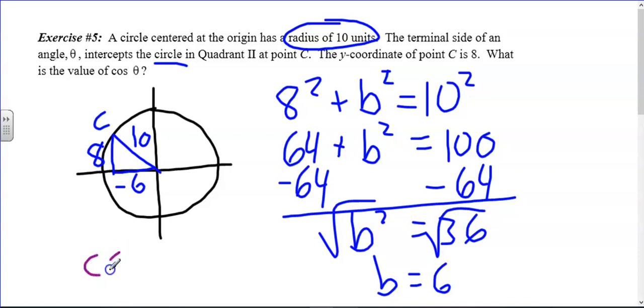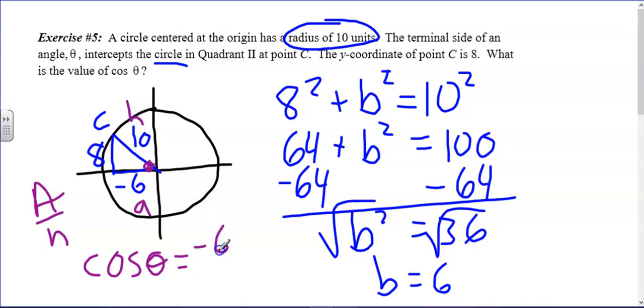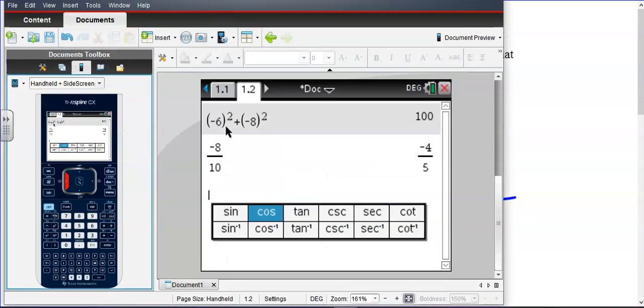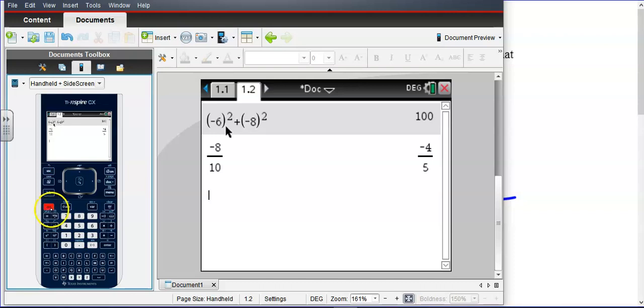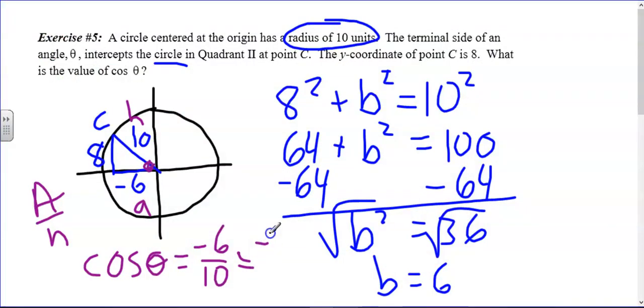All right, what am I looking for? Cosine theta. So cosine is A over H. Theta is my angle. Adjacent is next to. Hypotenuse is 10. -6 over 10. Type it in. So make a fraction. -6 over 10 is -3 over 5. So my final answer is -3 over 5.